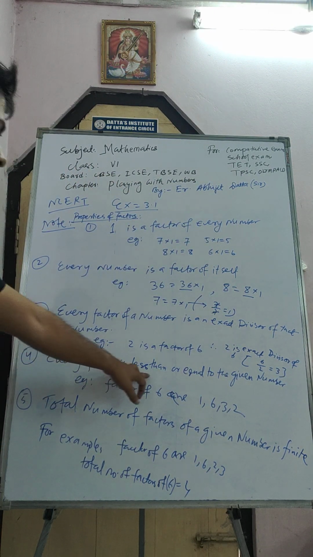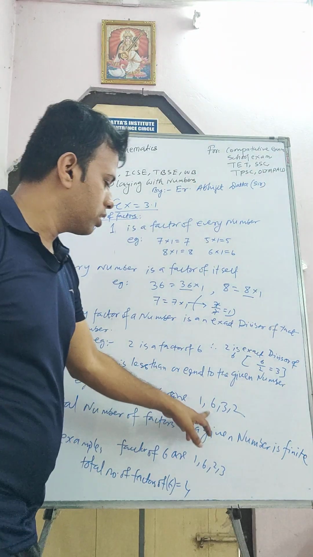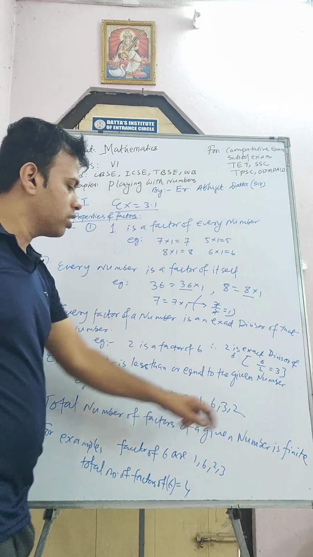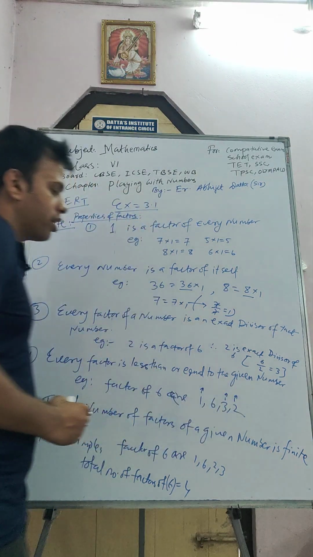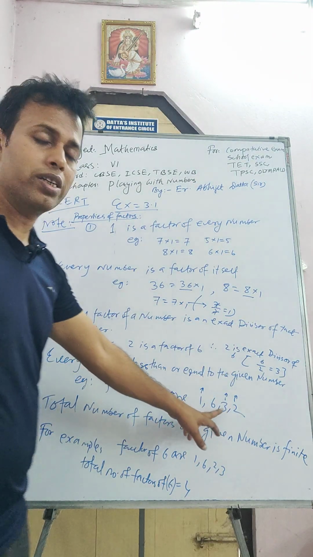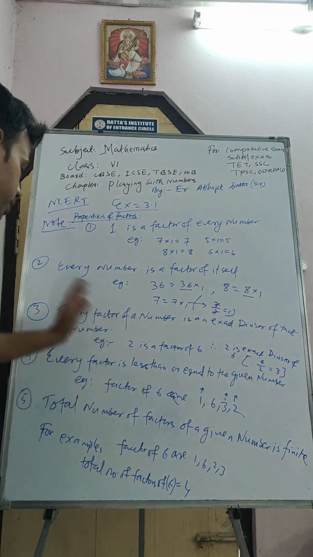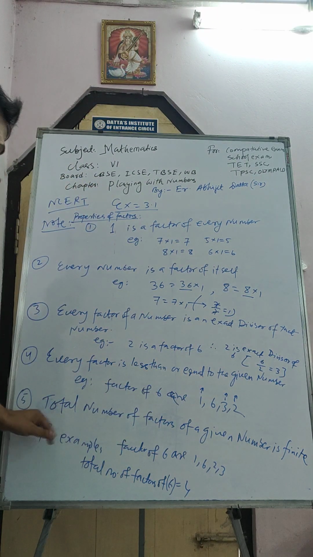Every factor is less than or equal to the given number. Suppose factors of 6 are what? 1, 2, 3 and 6. Here 1, 2 and 3 are less than the number 6, and 6 is equal to the number 6. So that's why every factor is less than or equal to the given number. Okay, got my point?